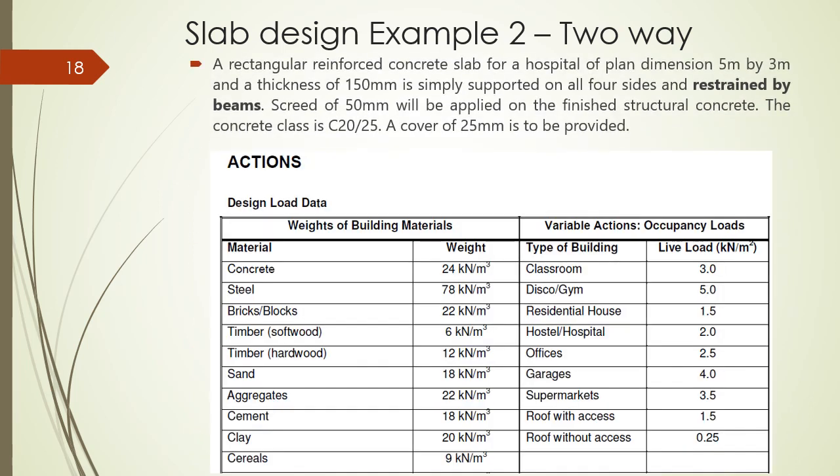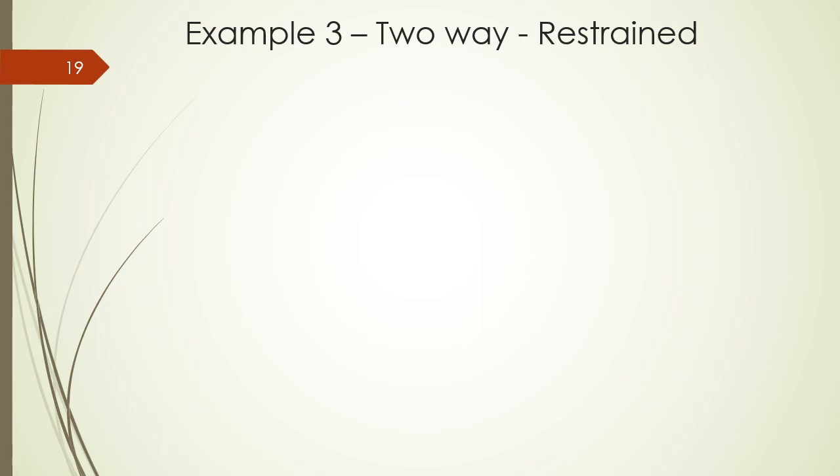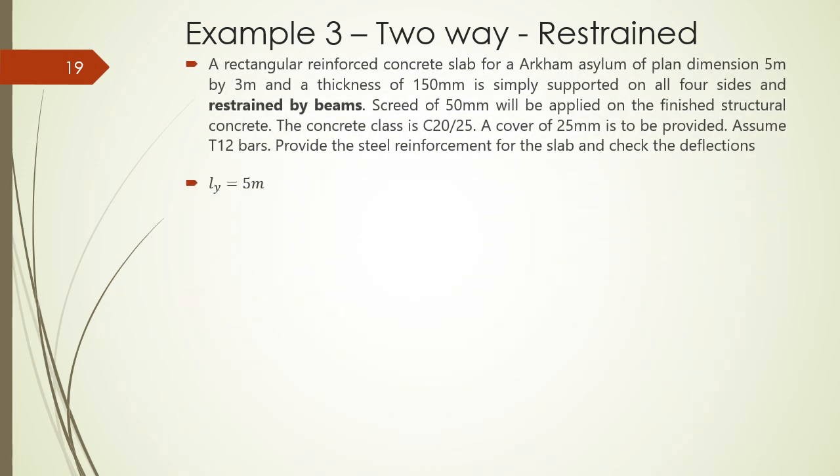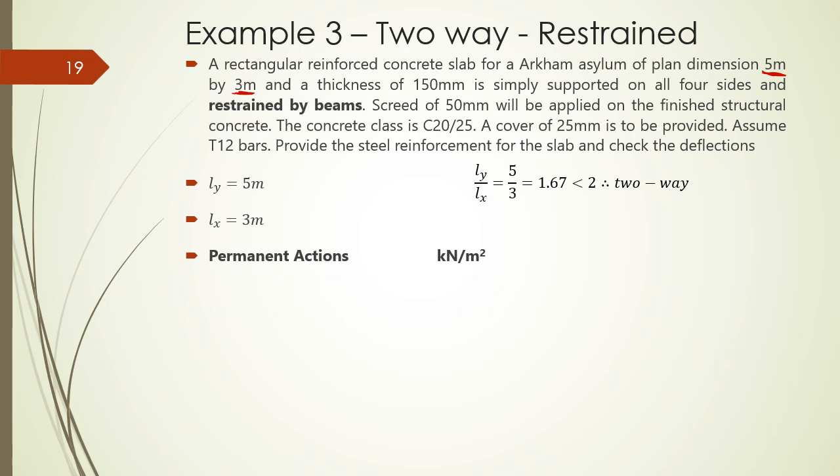There goes the question again. We need the density of concrete and also the live load of the hospital, which is 2. We'll start with our longer dimension, Ly, which is 5, our shorter dimension, Lx, which is 3. Ly over Lx gives us 1.67, which is less than 2, therefore this is a two-way slab.